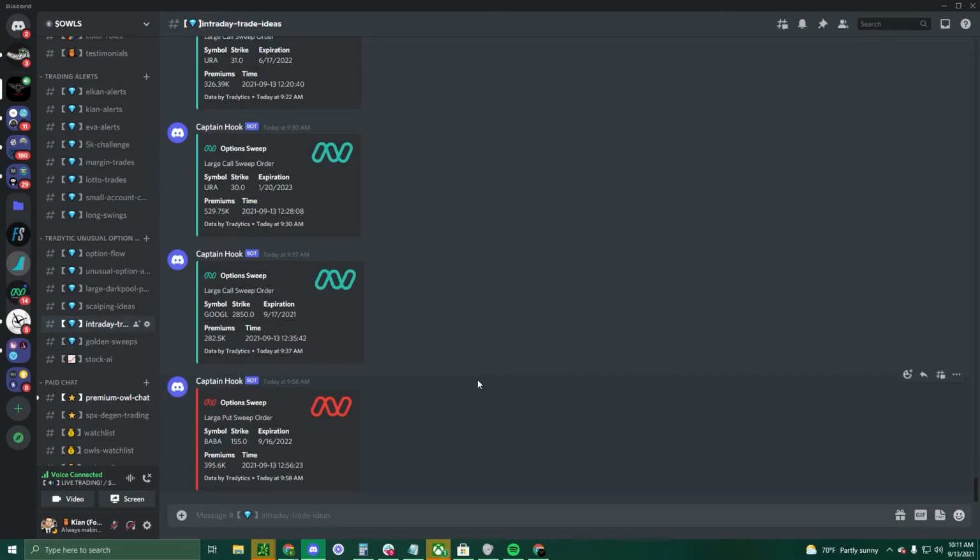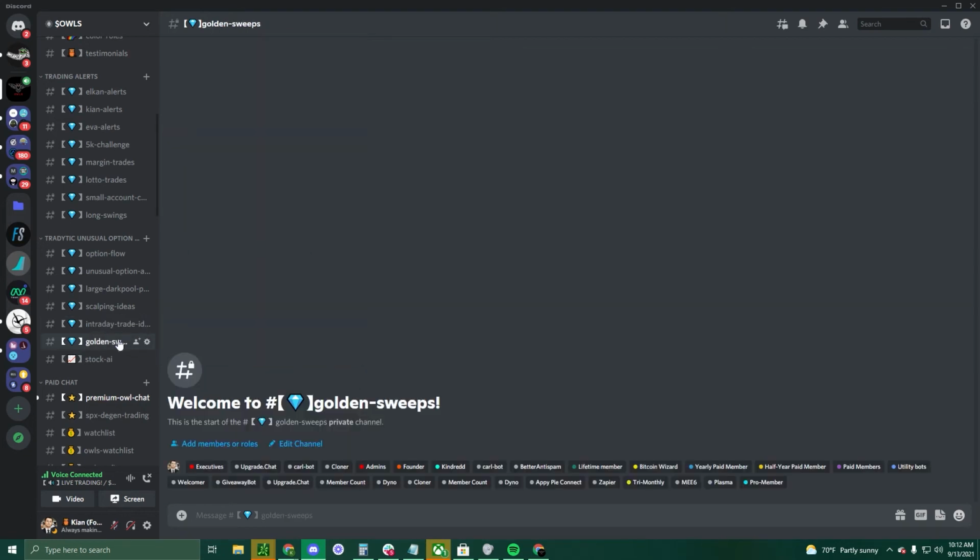Intraday trade ideas. This will show what you could get in, as far as maybe a whole day trade or even a swing. So this is saying a large call sweep order for Google at 28.50 strike, 9.17 expiration. So you can take this trade and maybe day trade it, maybe swing it. But again, please confirm with your charts before you go in. Golden sweeps, we are still adding to our Discord, which will come out very soon.